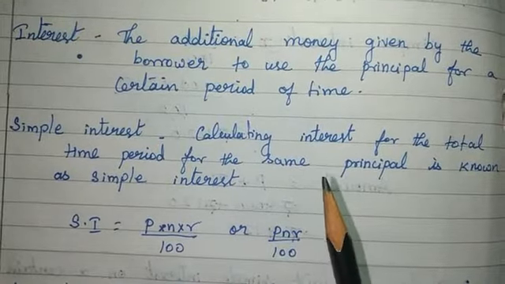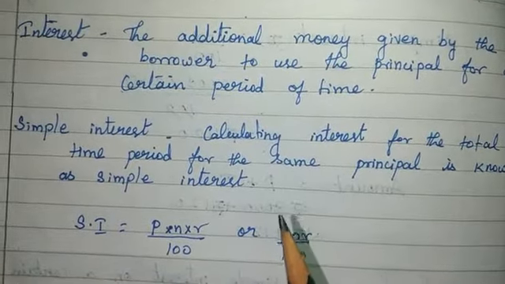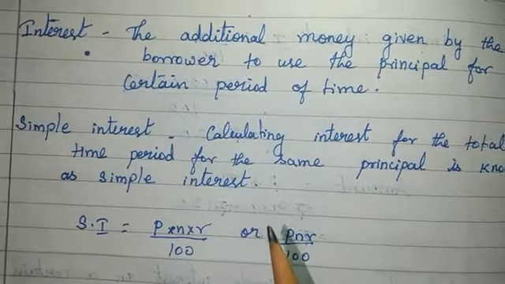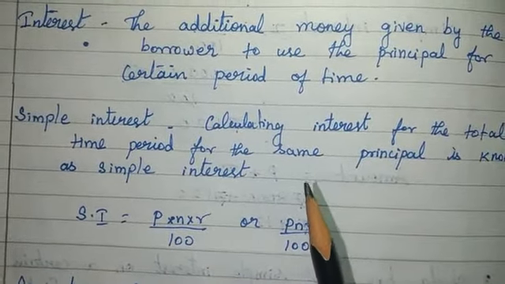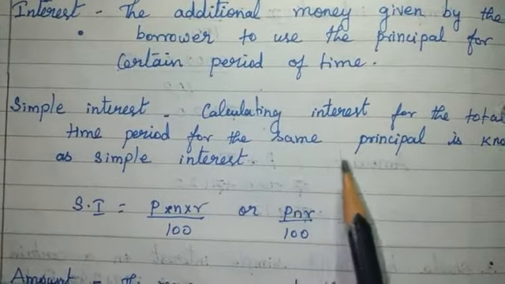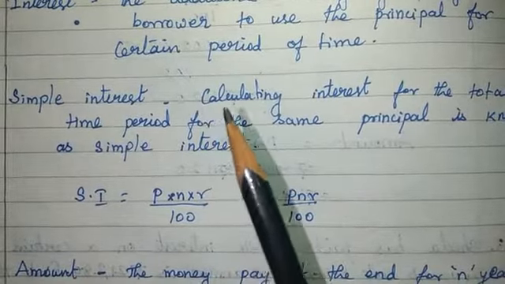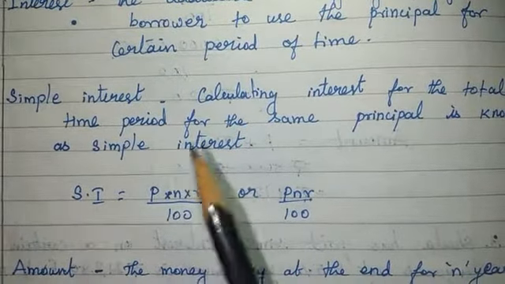That is, the money which you are going to borrow or deposit will not change for the certain period. That is, for 2 years the sum of the money is the same. For 3 years also it's the same. That principal will not change for the time period. Then that calculated interest we call simple interest.